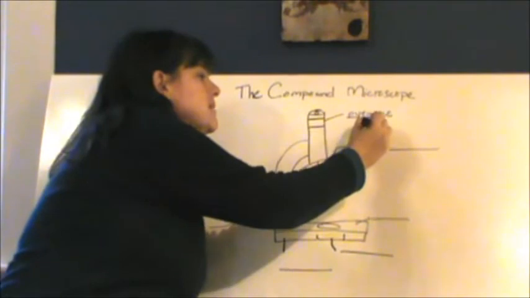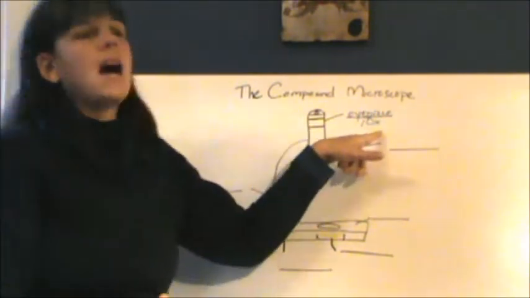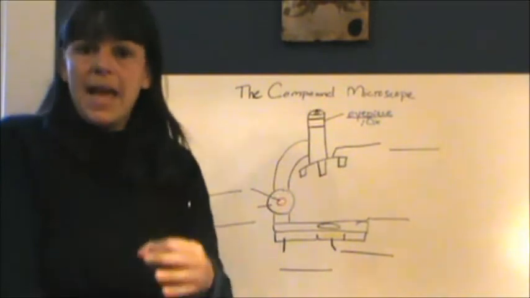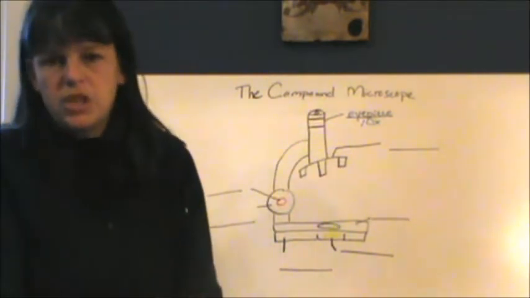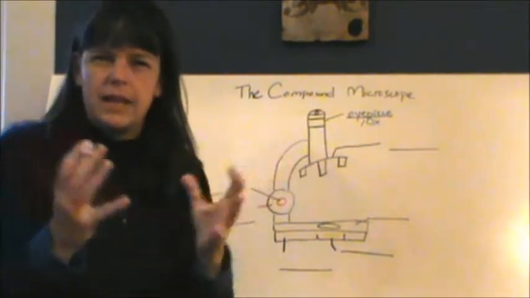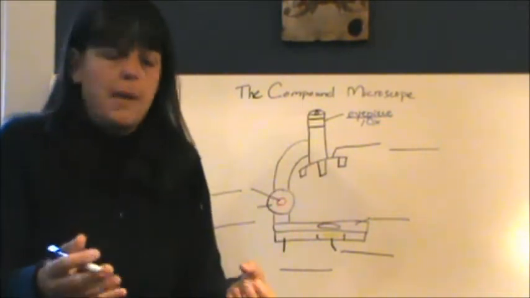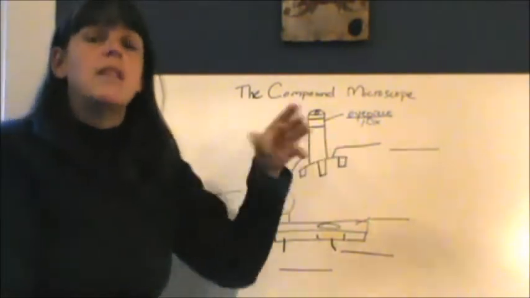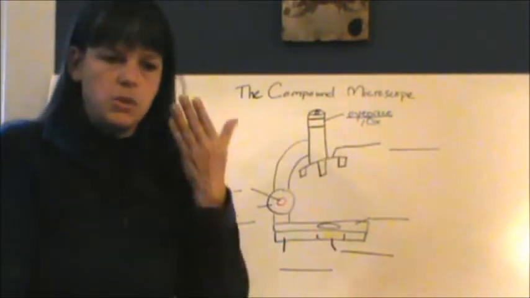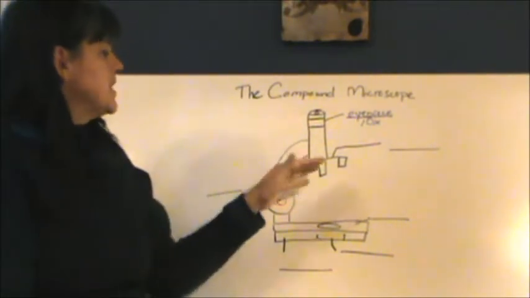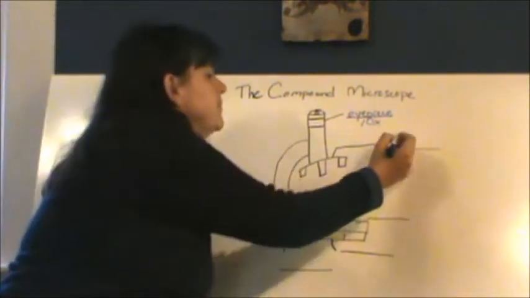And the eyepiece has a magnification of 10 times what you're actually seeing. So if you're seeing a penny, and that would be too large really to look under a compound microscope, but let's pretend, just for the sake of understanding the type of magnification we're talking about, it would make the penny appear 10 times larger than it actually is. So that's what you would be seeing. And then the eyepiece is supported by the objective lenses.